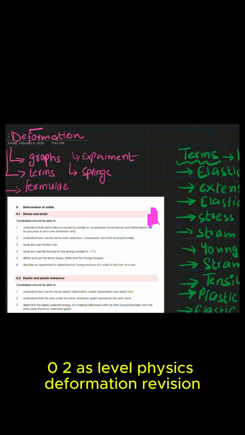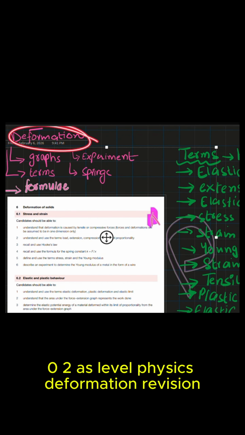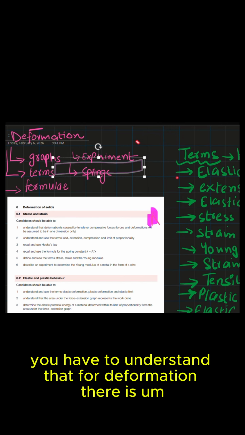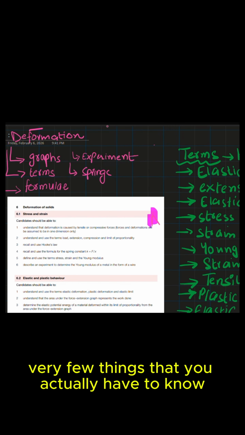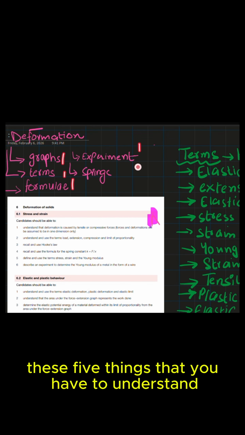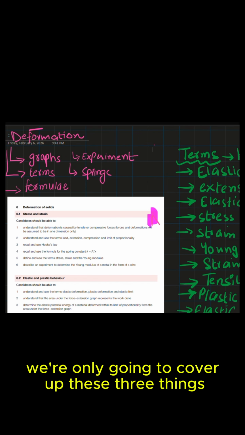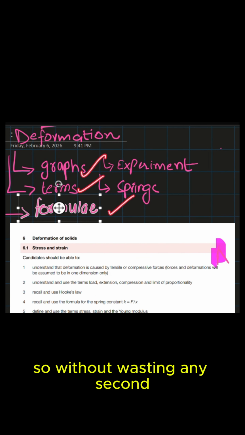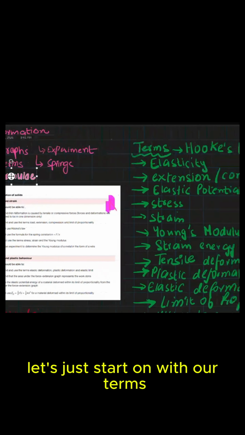A quick 9702 AS level physics deformation revision. Okay, so for starters, you have to understand that for deformation, there are very few things that you actually have to know, and they involve just these 5 things. For this part, we're only going to cover these 3 things: graphs, terms, and formulae. So without wasting any second, let's start with our terms.